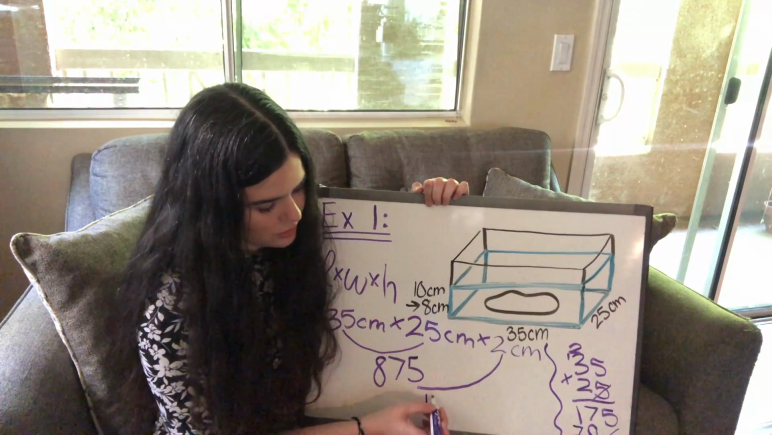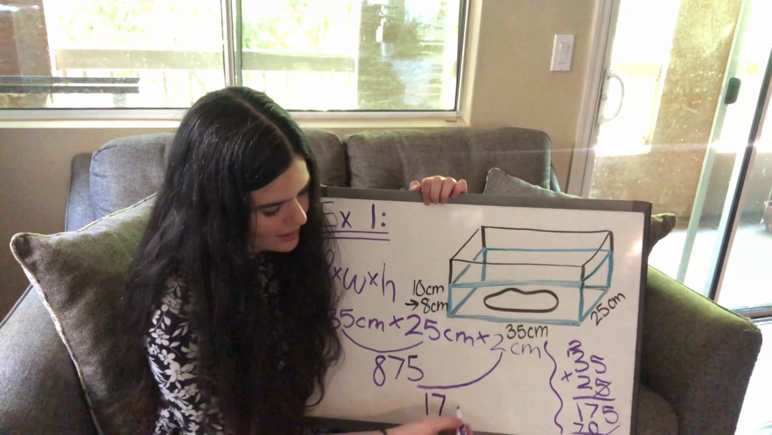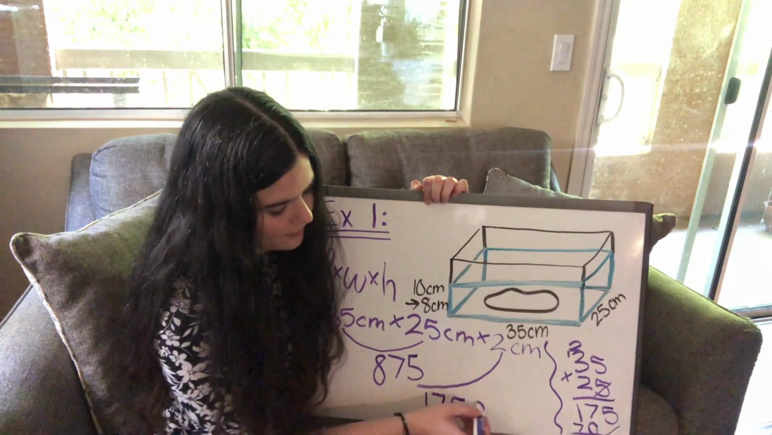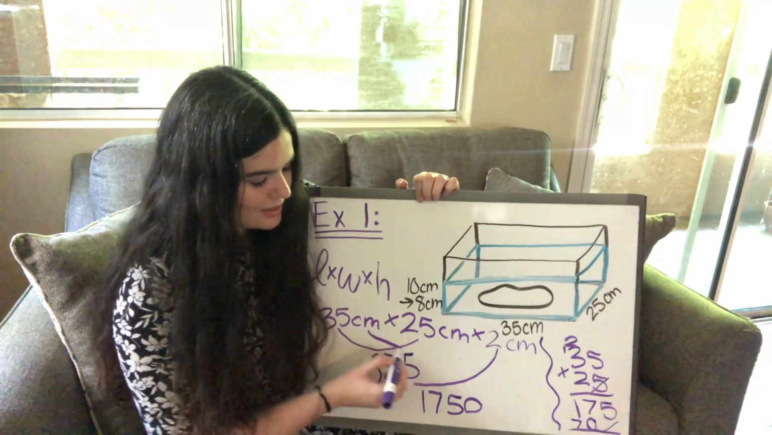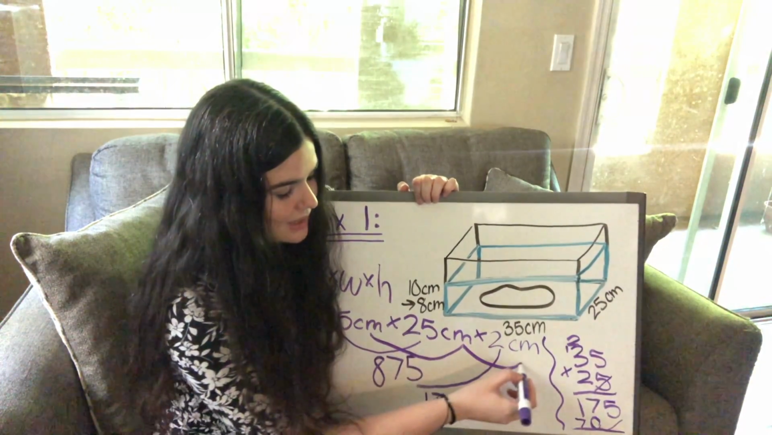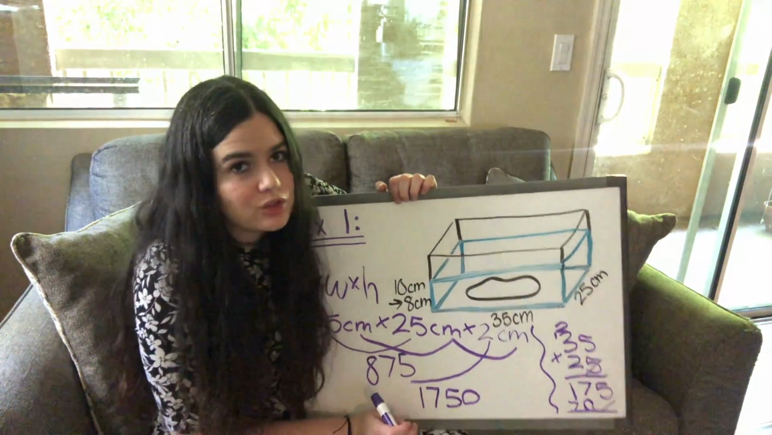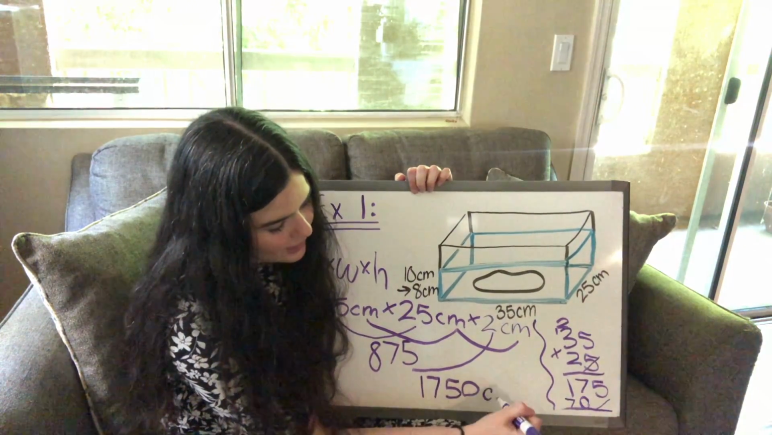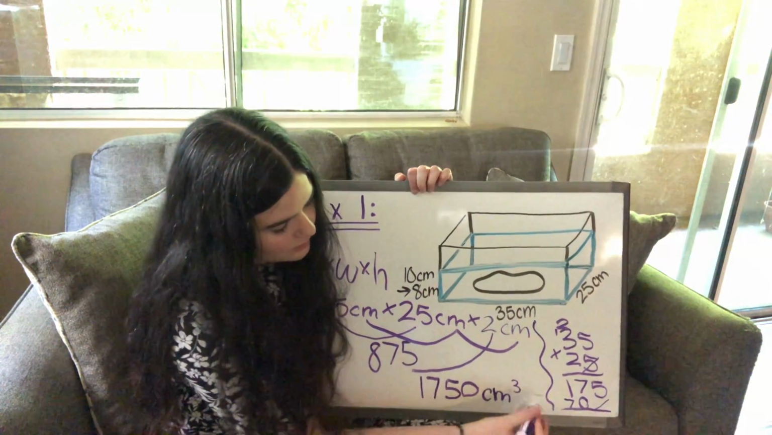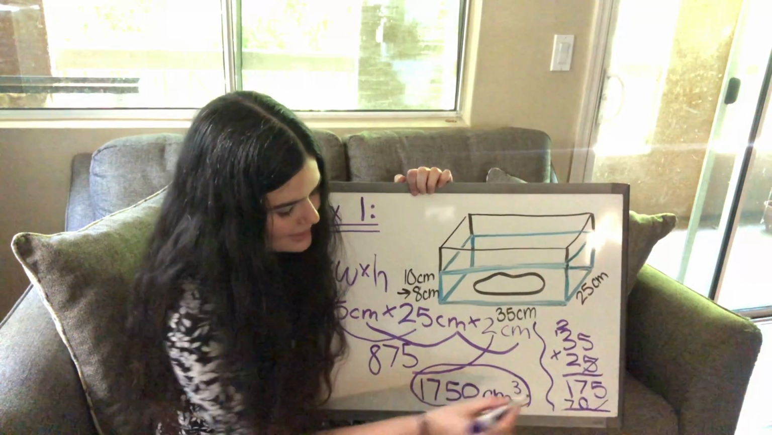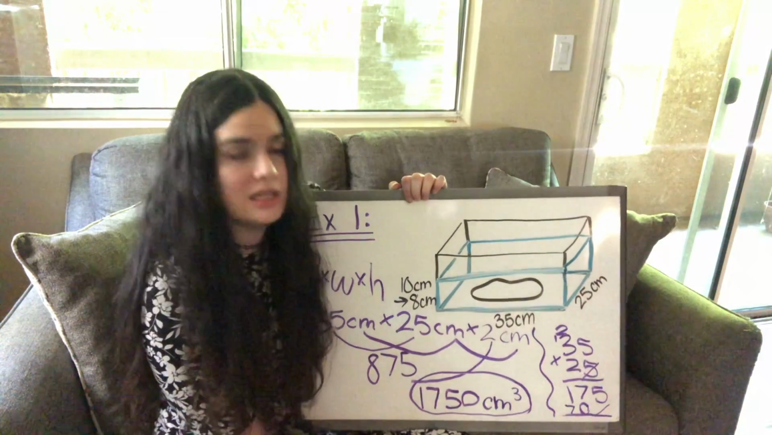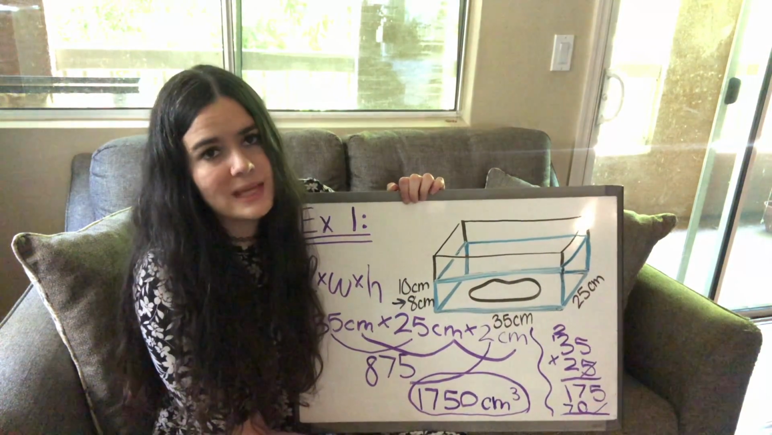Your answer should be 1,750. And lastly, we have our units, which is centimeters times centimeters times centimeters, which is centimeters cubed. So our stone takes up 1,750 cubic centimeters worth of space.